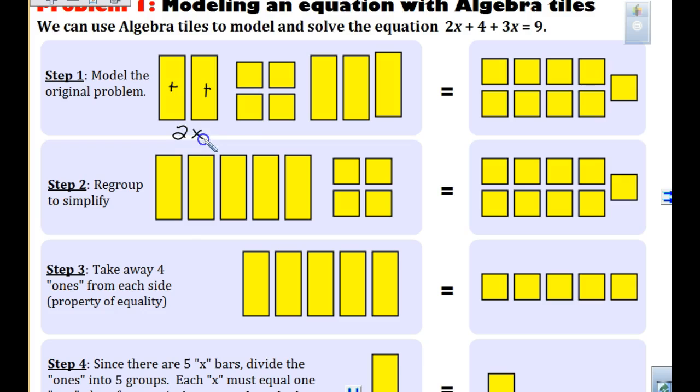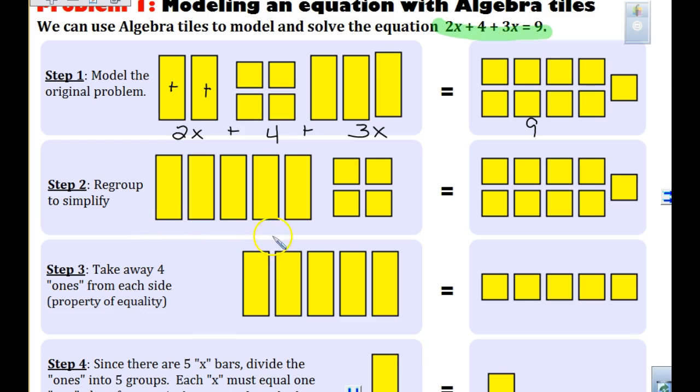2x plus, just write it right below the problem, 4, plus then I have how many more x tiles? 3. And that was equal to, on this side, 9. So it says we can use algebra tiles to model this. So this is the model for right here, right? We want to regroup when we look at doing our problems, and I forgot to put an X by here, hopefully you didn't. Okay? I didn't.